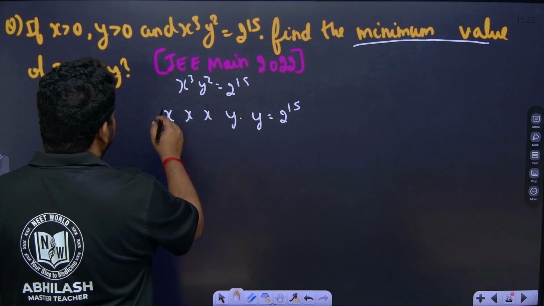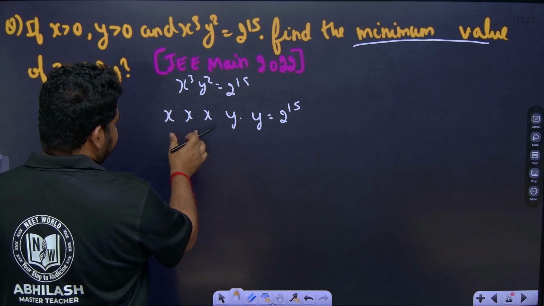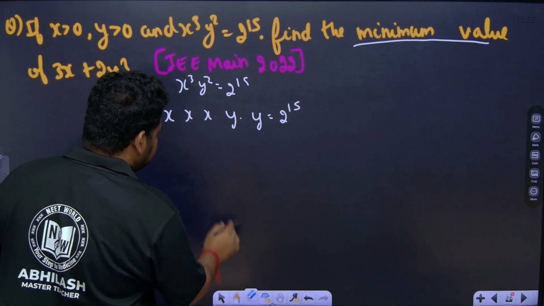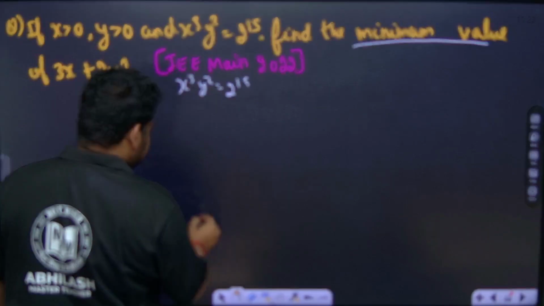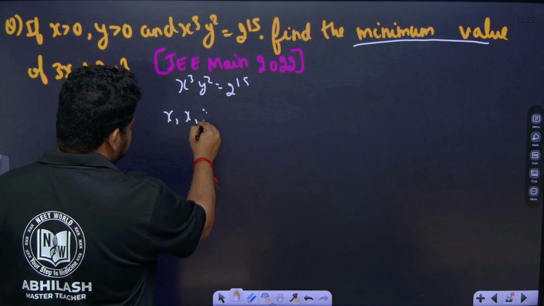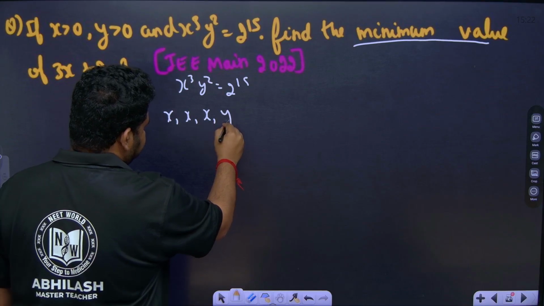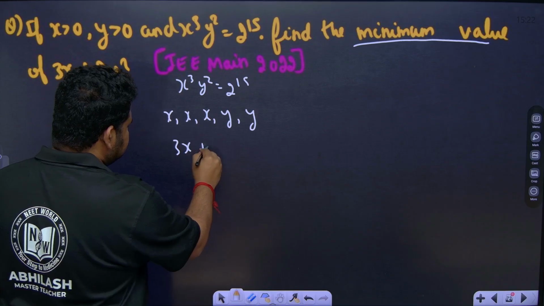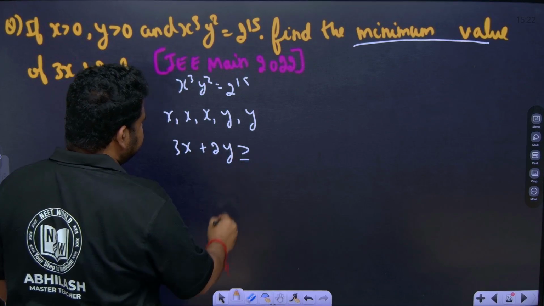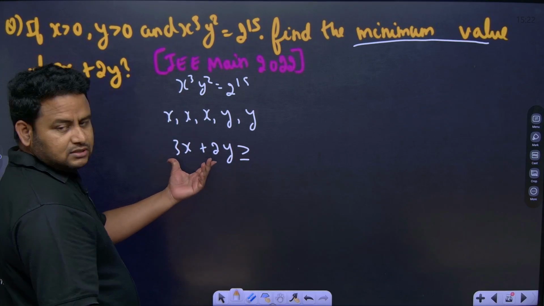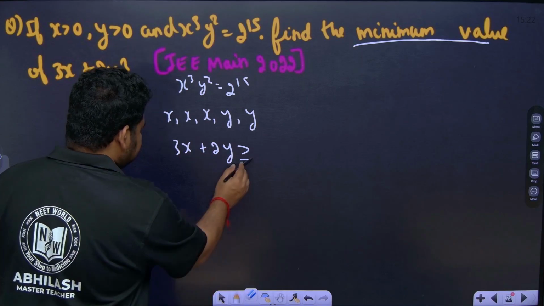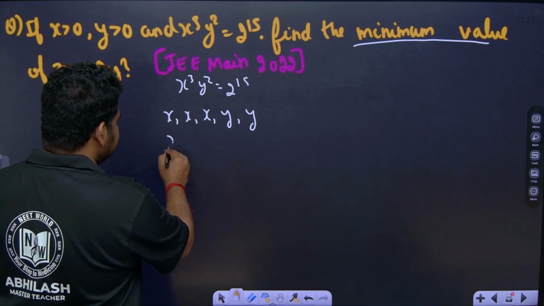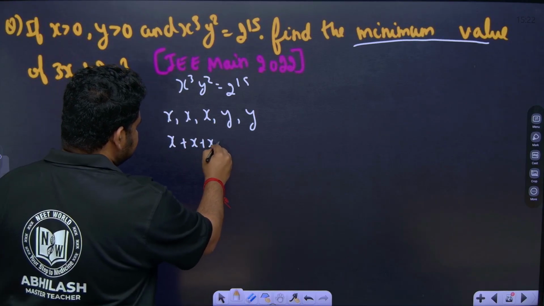Let the terms be like this: x, x, x, y, y. If I add all this, what will I get? 3x plus 2y, is greater than or equal to, what is it? This is nothing but the arithmetic mean. See here, if I add all this, how many terms are there? 5 terms. If I add all this, what will I get? x plus x plus x plus y plus y.